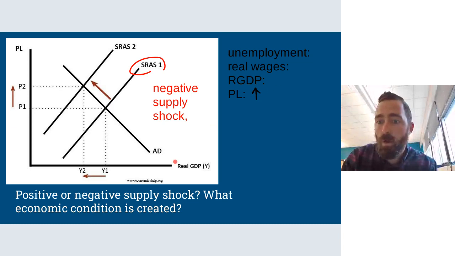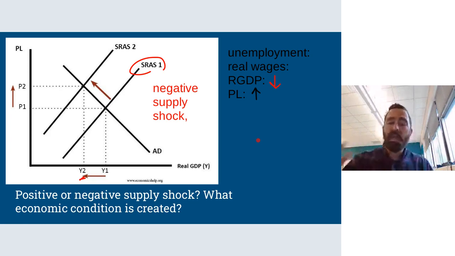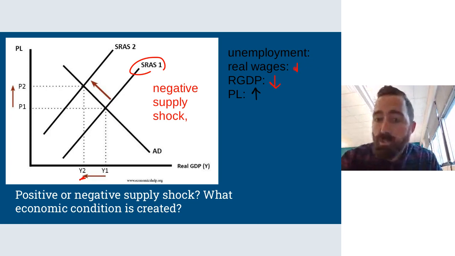What's the effect on real GDP? Real GDP started at Y1. It's shifted to the left to Y2. We're now at Y2, so real GDP has decreased. What's the effect on real wages? Now remember, real wages take out inflation. Anytime there is inflation, real wages are falling. Since there's inflation here, we have a decline in real wages.